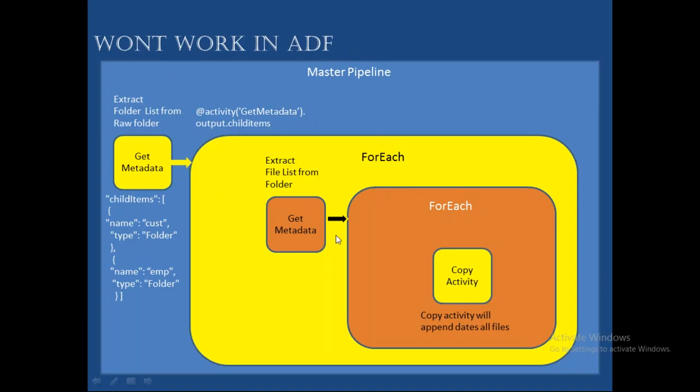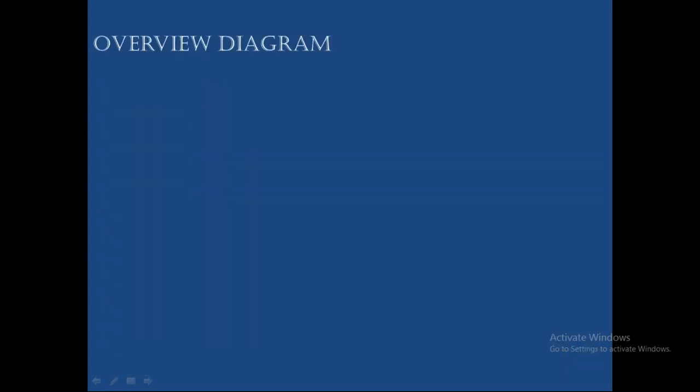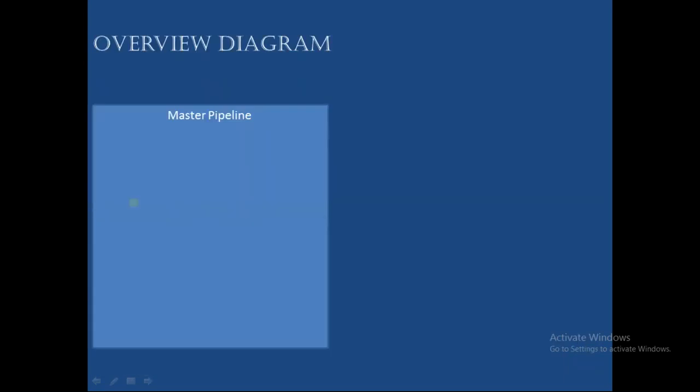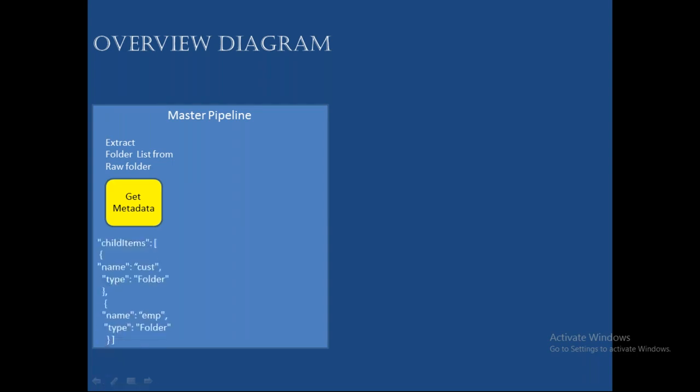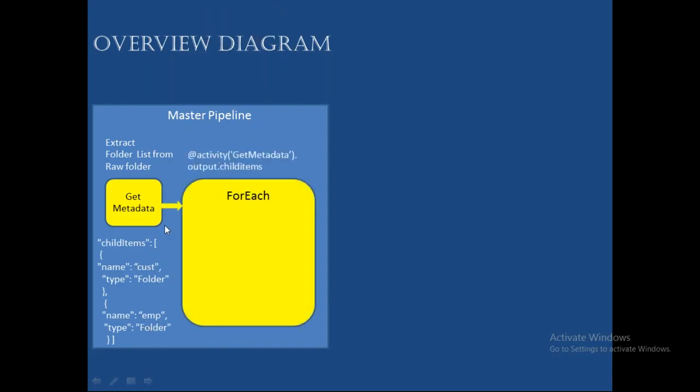Now, how to implement such kind of requirement? Let's move on. Let's say you have a master pipeline, which is going to have a get metadata activity. This is going to do exactly the same: extract the folder list from the raw folder. We have seen the raw folder. What folders do we have under the raw folder? EMP, cust, transaction. Now you see, when you ask for child items, it is going to give cust, EMP. These are the folders. This folders list I will pass to the ForEach.